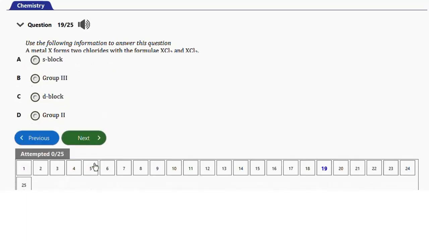Next question will be this one. It says which of the following elements is a metalloid? So it's a simple question. Silicon, boron, germanium, etc. They are metalloids or semi-metals. Okay. The next question will be this one.